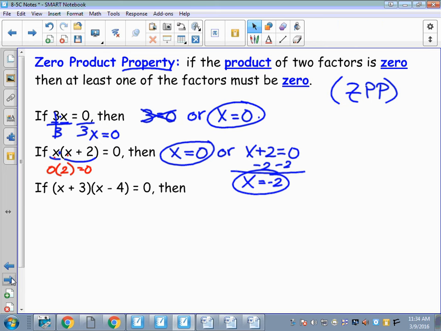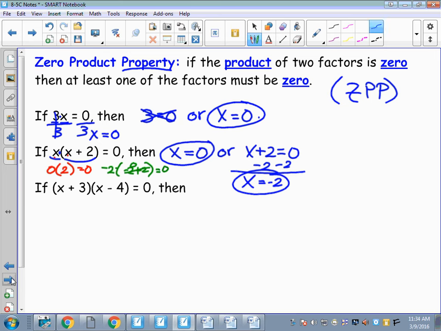And I want to show you that. If I plug negative 2 in for x, I get negative 2 on the outside, and then negative 2 plus 2 on the inside. Negative 2 plus 2 makes 0. You have negative 2 times 0. It does equal 0. So what you're going to find is when you solve using this property, you're going to get two answers. You could get more answers, but a lot of times you're going to get two solutions.